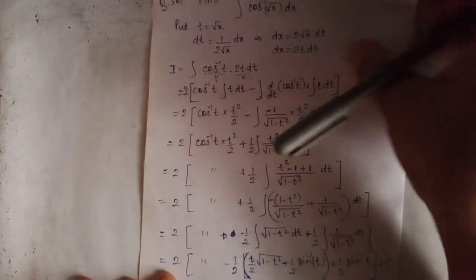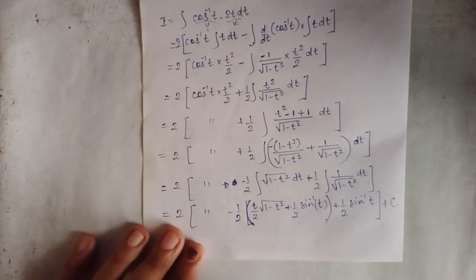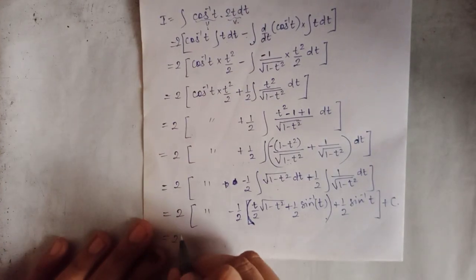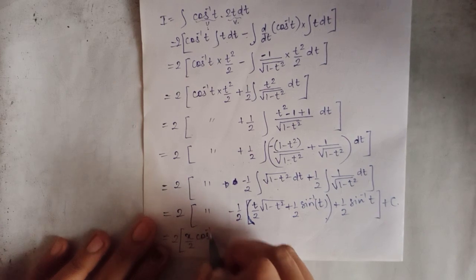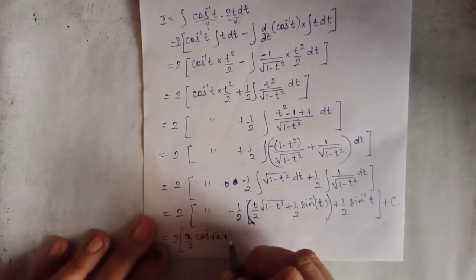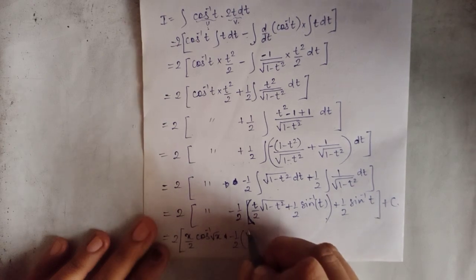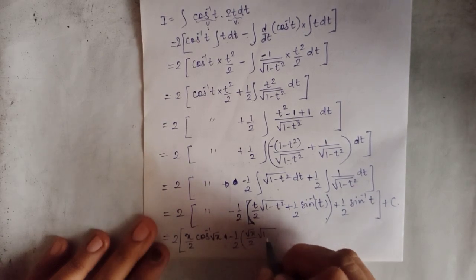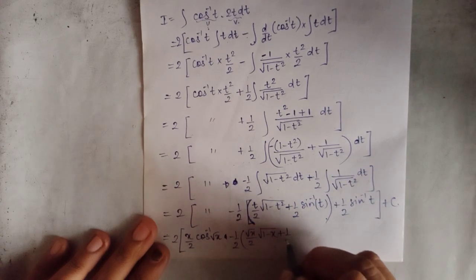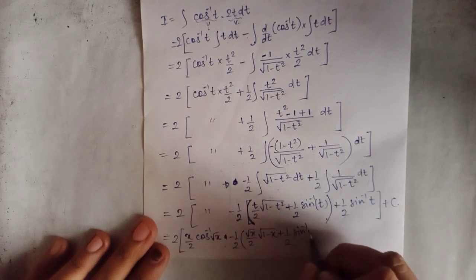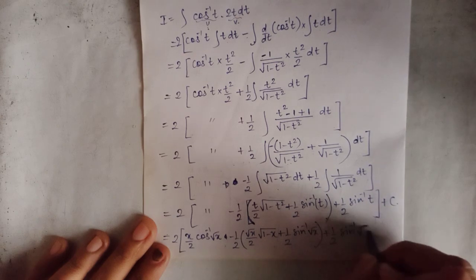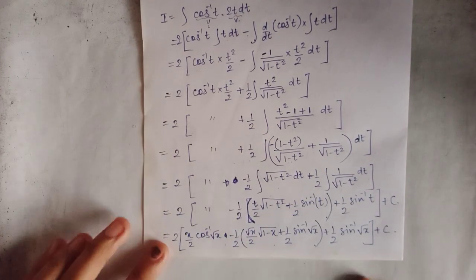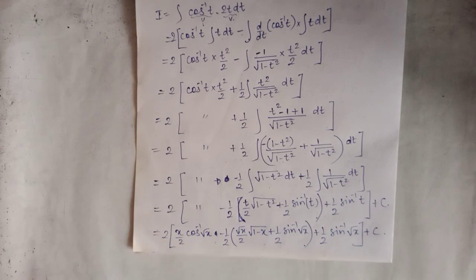Now we can substitute our t, which we had taken as root of x. So we can write here x by 2 cos inverse of root x, minus half, root x by 2 root of 1 minus x, plus half sine inverse of root x, plus half sine inverse root x, plus c. Okay, so this is the last answer.